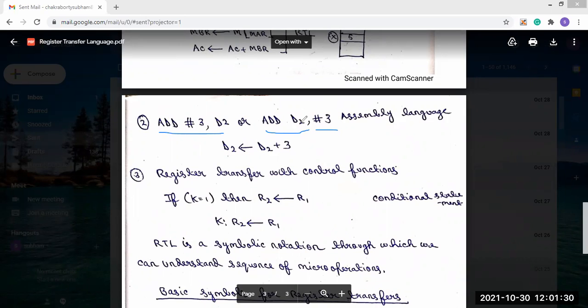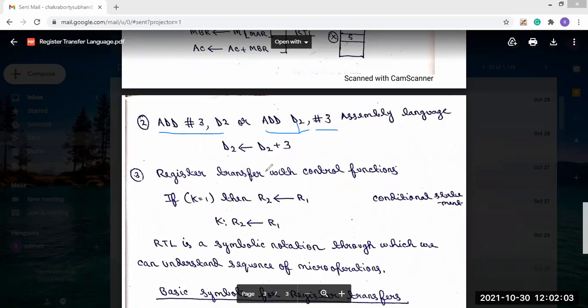And this data is added with D2. Whatever data is stored in D2, that data is added with this 3, the data that is directly given, and the addition is performed. And the result is stored in D2. That means D2 is working like an accumulator if we write a statement like this.